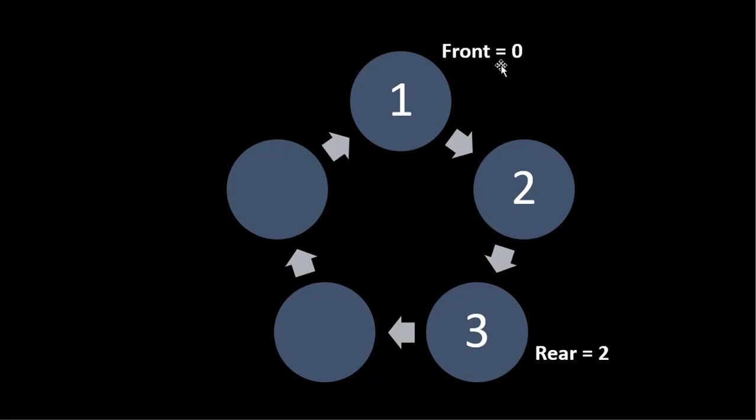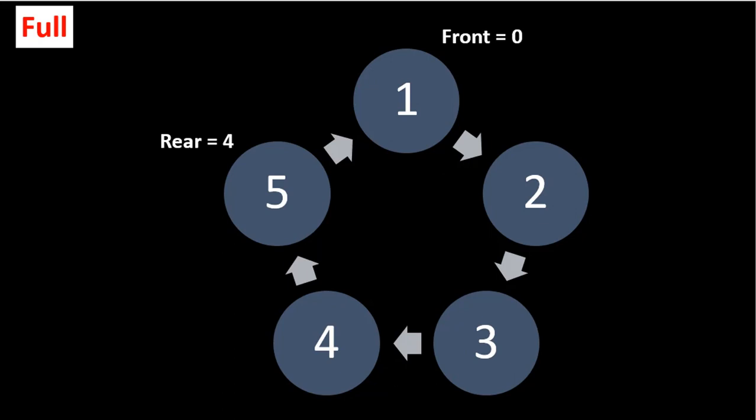Once we add a new element, the front would be updated as well as the rear, but the rear is incremented as you add new elements into the queue. We haven't removed any element, because of which the front is at the beginning, at the 0 index, and the rear is at the 2nd index, so 0 1 2.